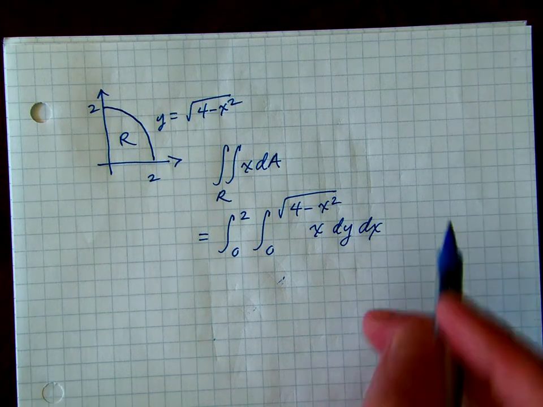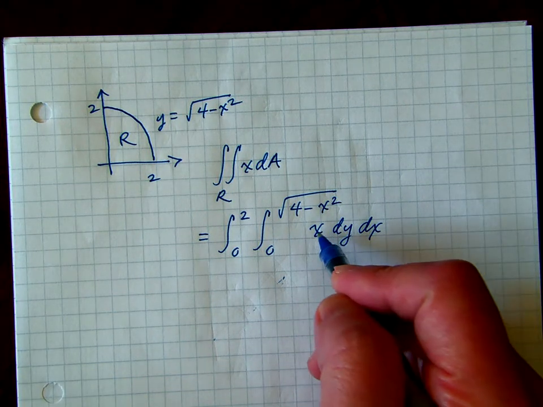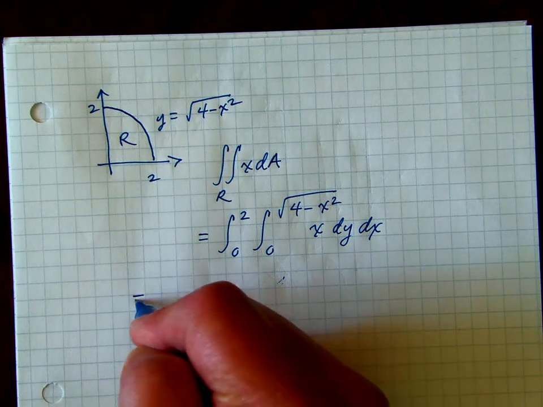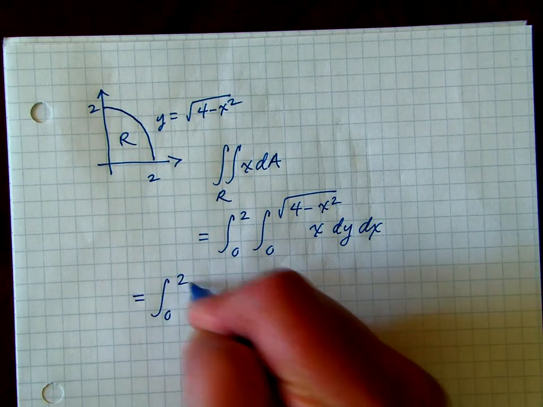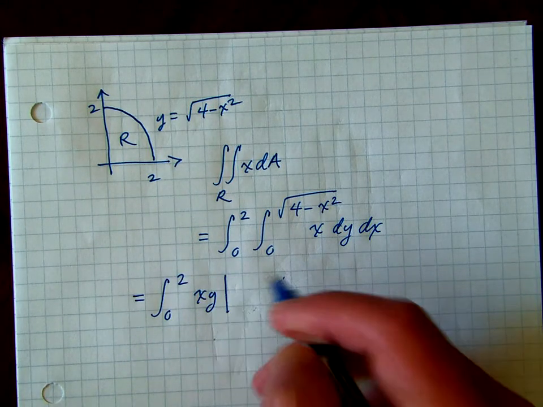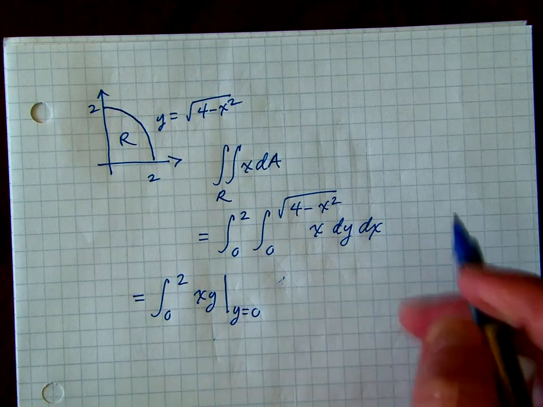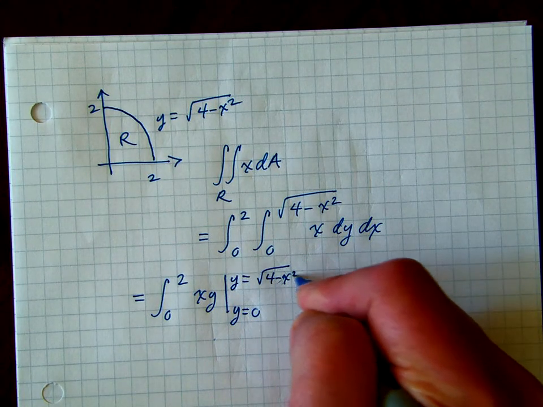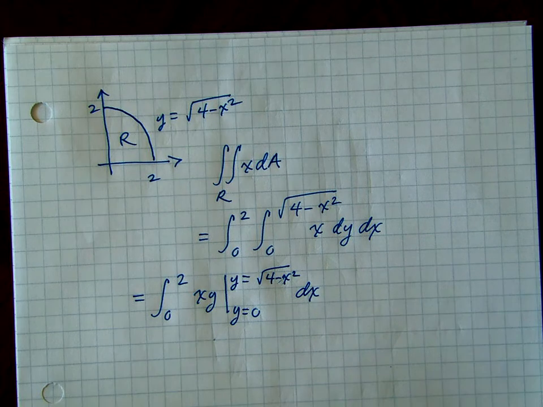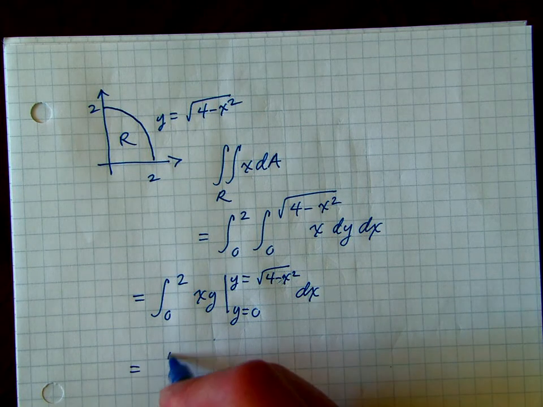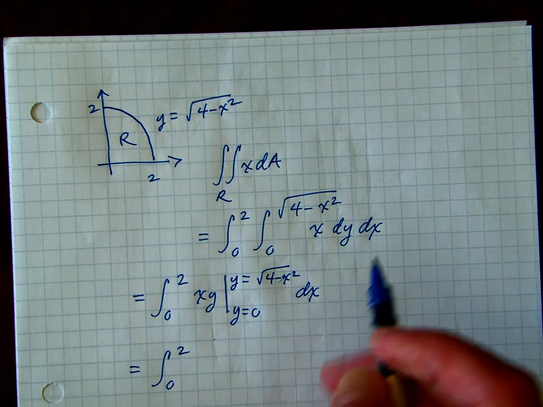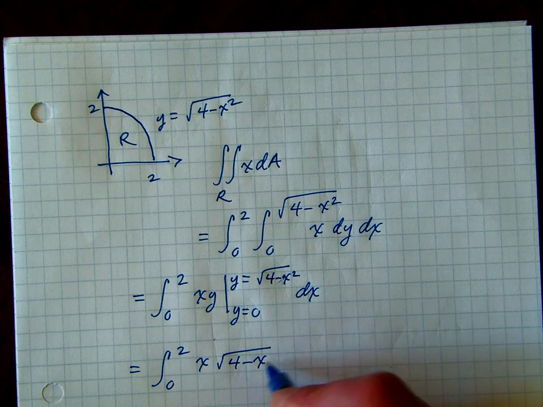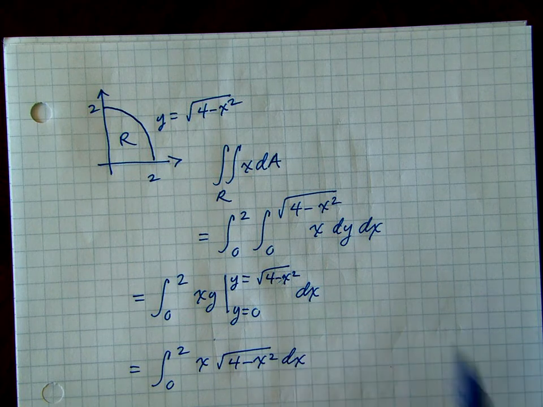When we partially integrate x with respect to y holding x constant, we just get xy. So here's xy as y is evaluated from 0 up to the square root of 4 minus x squared, and we still have dx left over. Plug in and simplify just a little bit. We just get x times the square root of 4 minus x squared dx. Plug in 0, you get nothing.